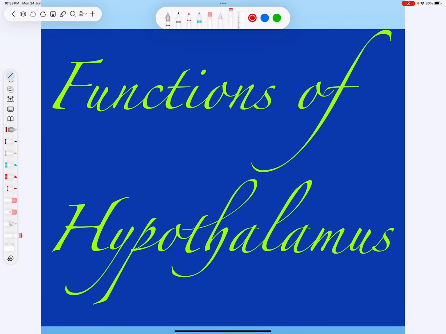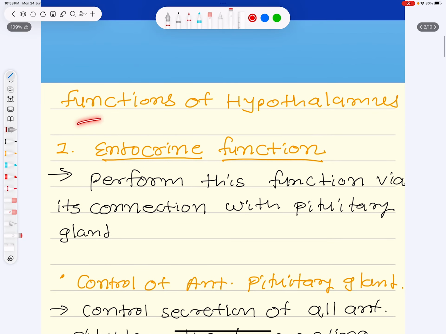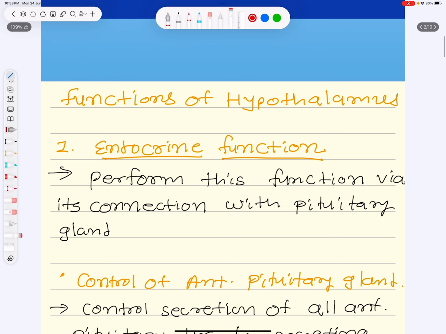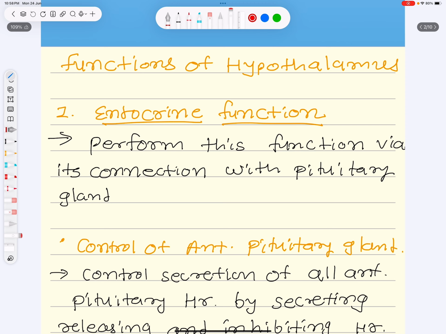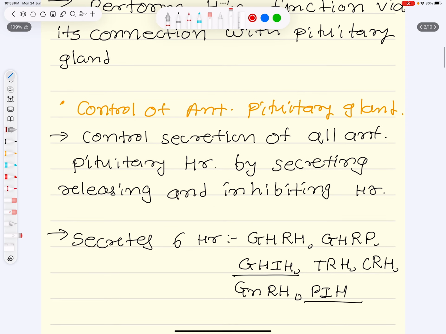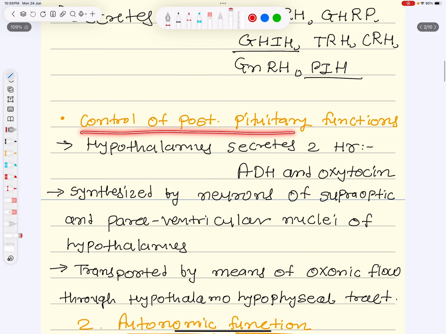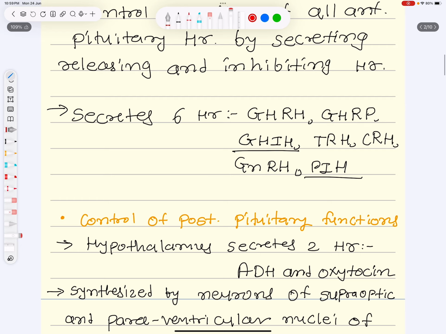So these are the functions of the hypothalamus. First function is the endocrine function. It performs this function via its connection with the pituitary gland. So what kind of pituitary gland? This is control of the anterior pituitary gland and control of the posterior pituitary gland.